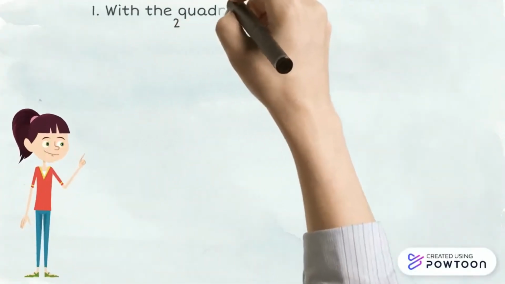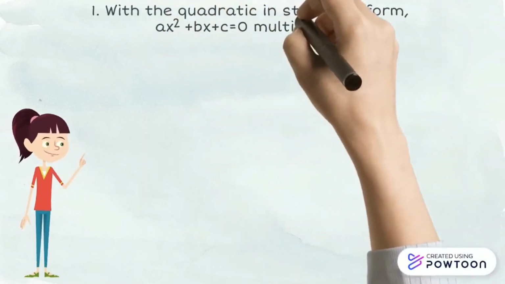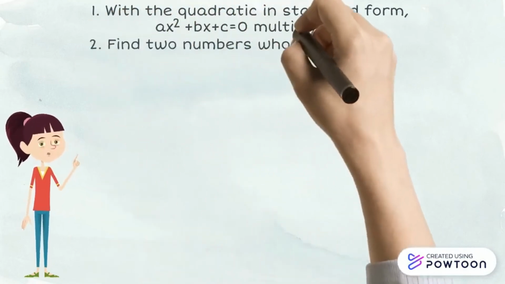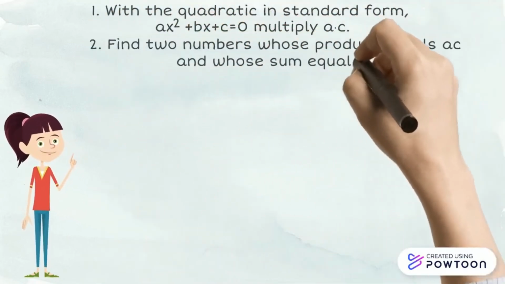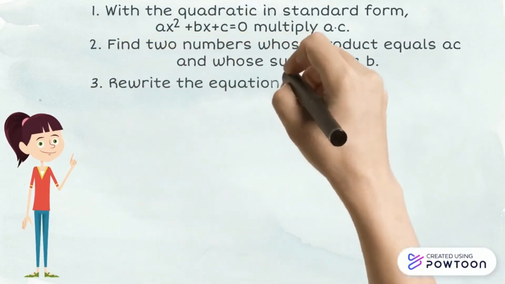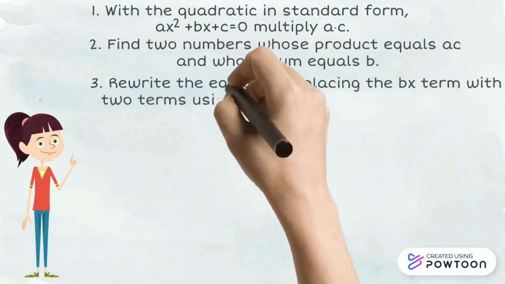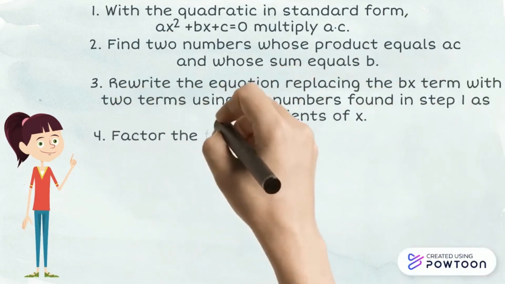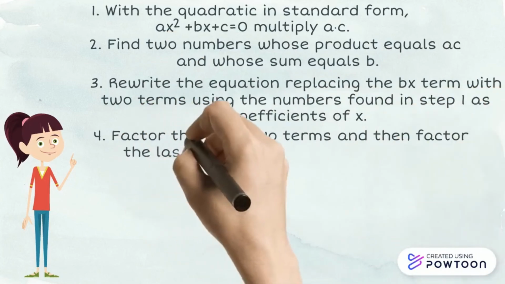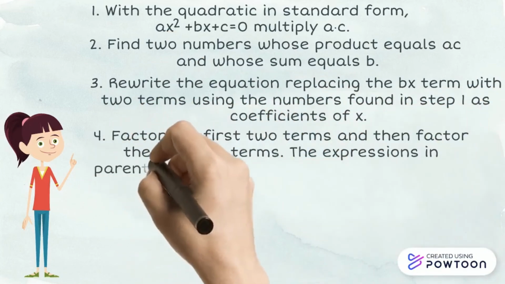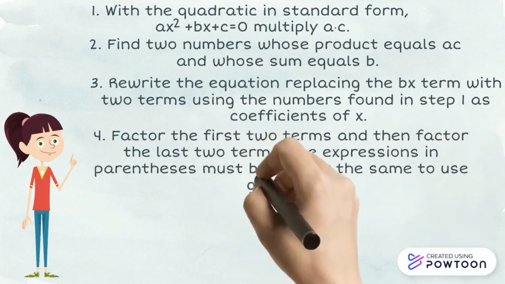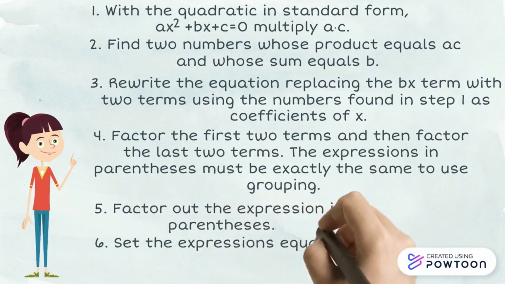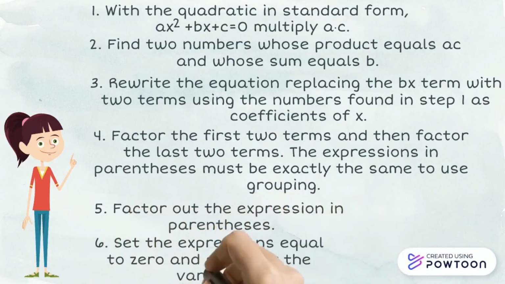With the quadratic in standard form, ax squared plus bx plus c equals 0. First, multiply a times c. Second, find two numbers whose product equals ac and whose sum equals b. Third, rewrite the equation replacing the bx term with two terms using the numbers found in step 2 as coefficients of x. Fourth, factor the first two terms and then factor the last two terms. The expressions in parentheses must be exactly the same to use grouping. Fifth, factor out the expression in parentheses. Sixth, set the expression equal to 0 and solve for the variable.